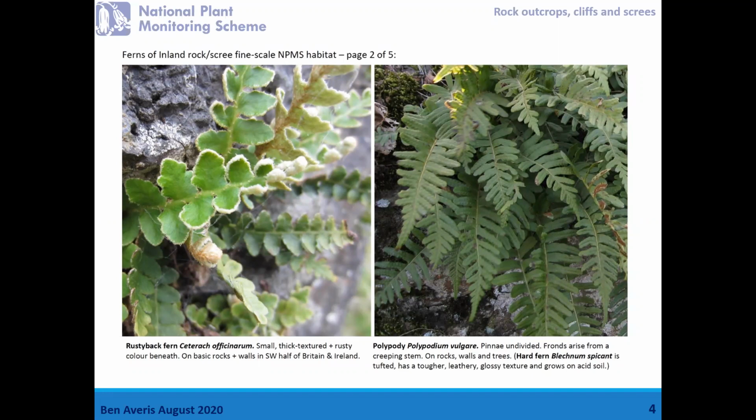The only thing that polypody really looks like that's not polypody is Blechnum, the hard fern. But that's a more tufted thing, and it's got a shiny, glossy, more leathery sort of texture.